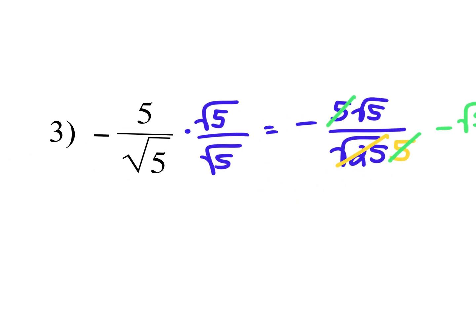But from the beginning, guys, you cannot just cross these off. Why can't you just cross them off at the beginning? Because one's outside of a radical, one's on the inside. You can only cancel if something is exactly the same on the top and the bottom. The whole number 5 is a very different number than the square root of 5. So just pay attention to that.